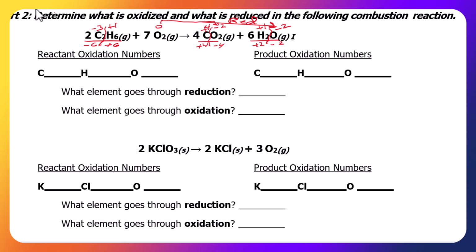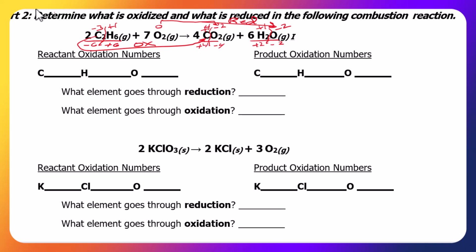If we go over here to carbon on the reactant side, we see that it's a -3, and we go over to the product side. In carbon dioxide, it's a +4. So carbon on the reactant side went from a -3 to a +4 on the product side. And that means it got oxidized. It lost electrons. We call that oxidation. And so we're using the product side to tell what happened on the reactant side.